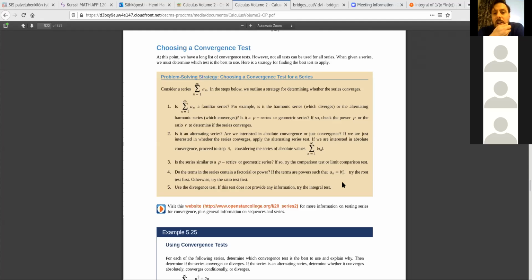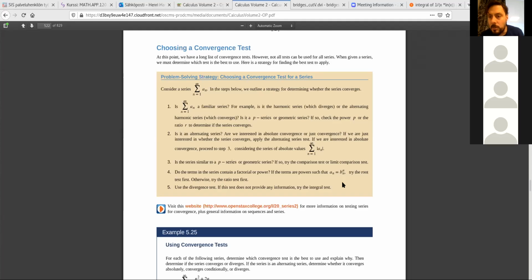Alternating series. If not, go forward. Can you find a similarity to a p-series or a geometric series? If so, comparison or limit comparison. Do the series terms contain factorials or powers? Try the root test. If there are no factorials or powers, try the ratio test. And then use the divergence test. If you can't get any, try if you can find the integral. If none of these work, then you're off the hook, right?